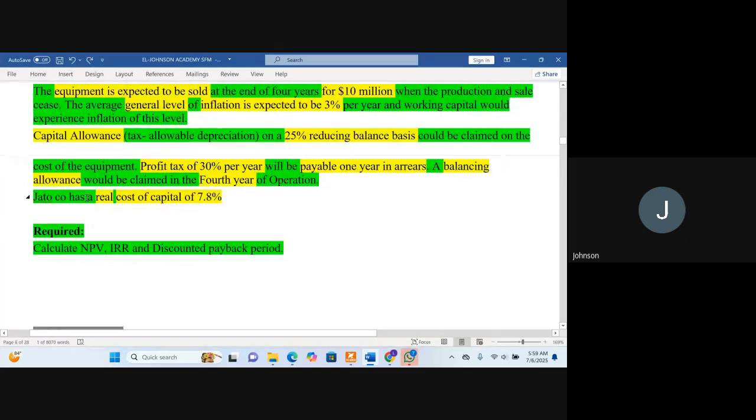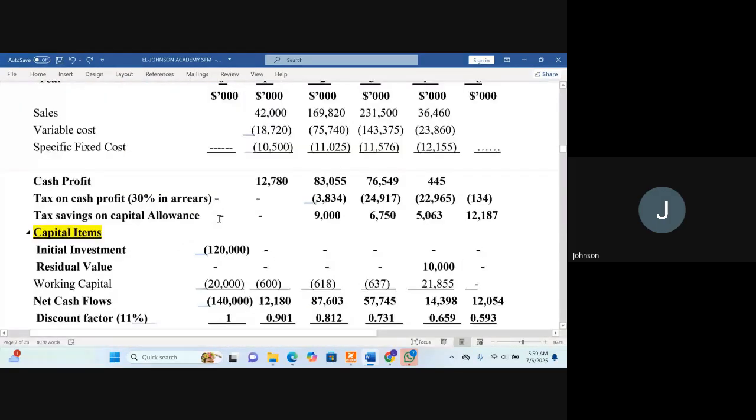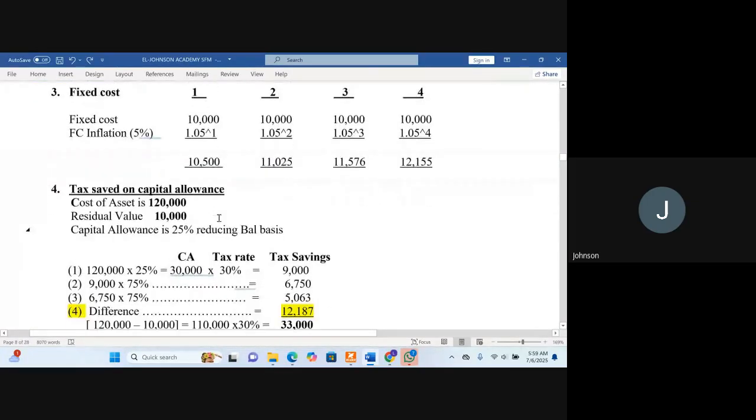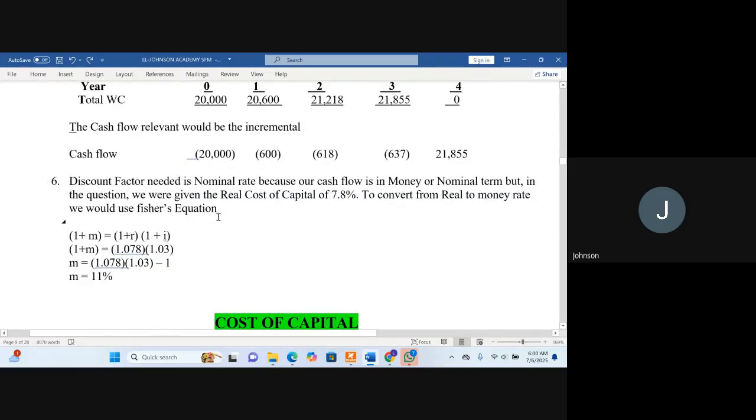Okay, so the real discount factor we're given as the cost of capital in the question was 7.8%, but we can't use 7.8 anymore because we have inflated all our cash flows. So we need to treat this as our real cost of capital and inflate it by the inflation rate. So what do we now do? Let's go and see how we did that. We need to inflate it by the inflation rate.